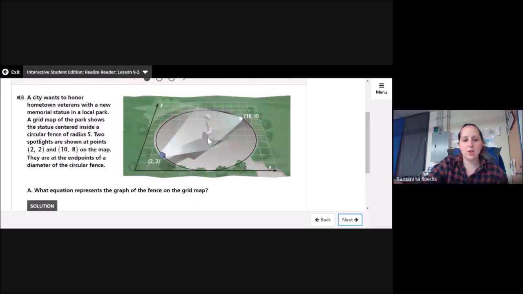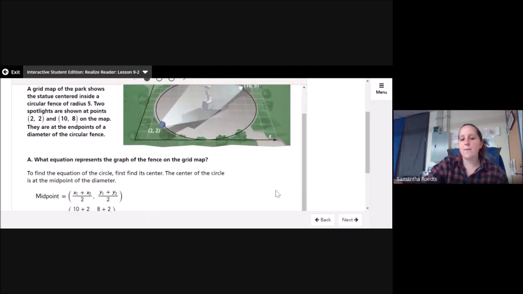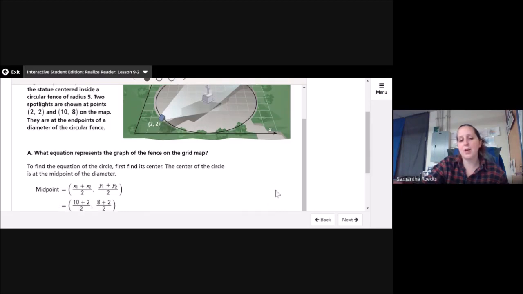What equation represents the graph of the fence on the grid map? Okay, so I know the radius is 5. I don't know what the center is, but I do know 2 points. So to find the equation of the circle, first I find its center. The center of the circle is at the midpoint of the diameter. So (x₁ + x₂)/2, and then (y₁ + y₂)/2. So my 2 x points are 2 and 10, and my 2 y points are 2 and 8.